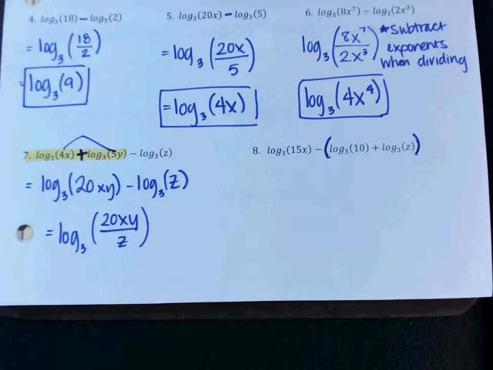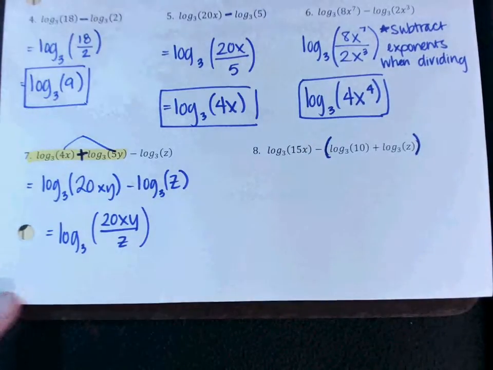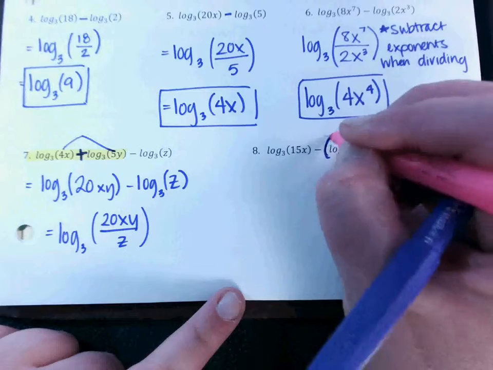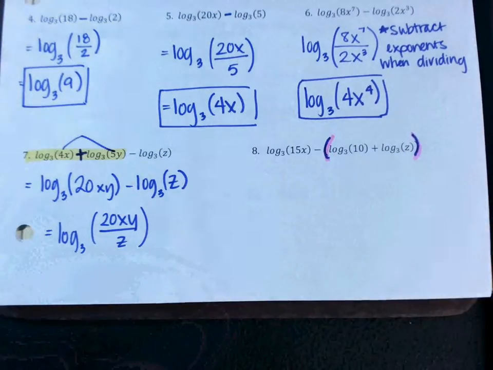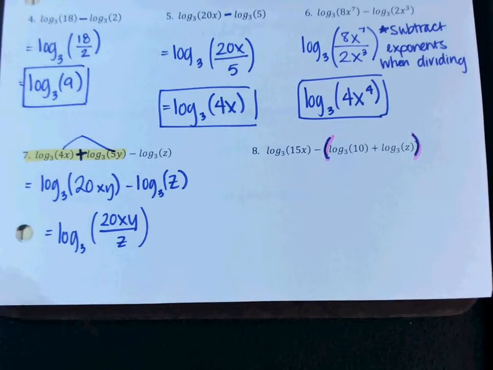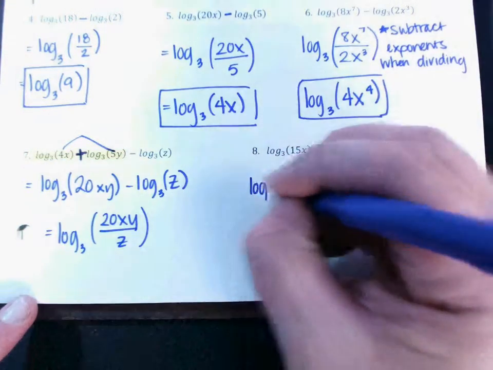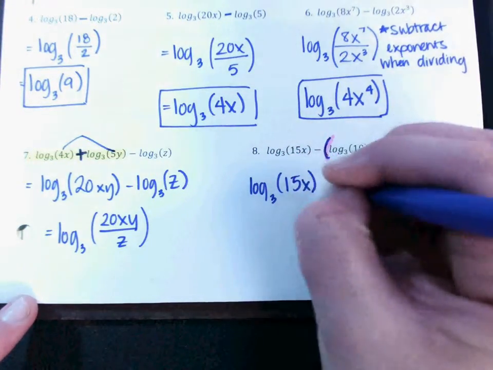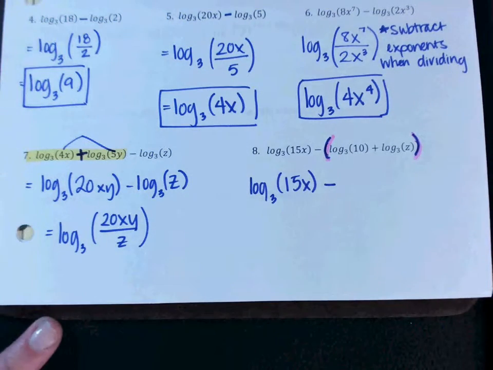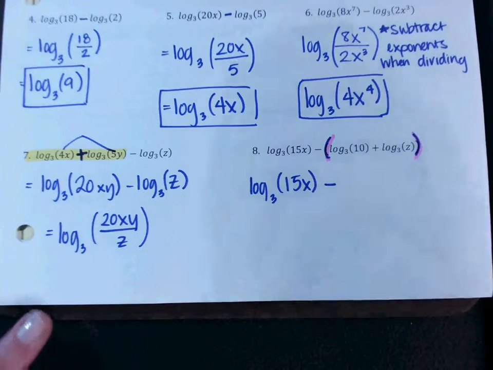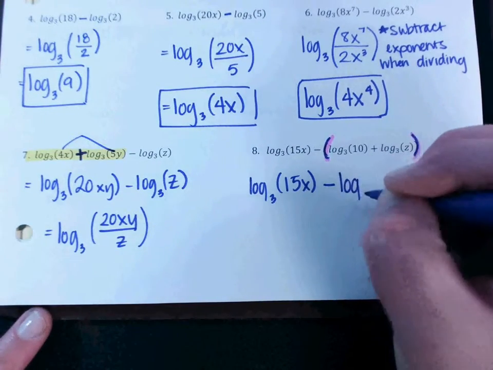Thank you. Okay, so you still have to follow PEMDAS even when you're doing these rules. So these parentheses around this part mean that I have to do this first. Otherwise, you would just go left to right. So if I start with this part, I'm going to keep log base 3 of 15x the same, but I'm going to combine the two in those parentheses. So if it's a log base 3 of 10 plus a log base 3 of z, that would be what? Log base 3 of 10z.